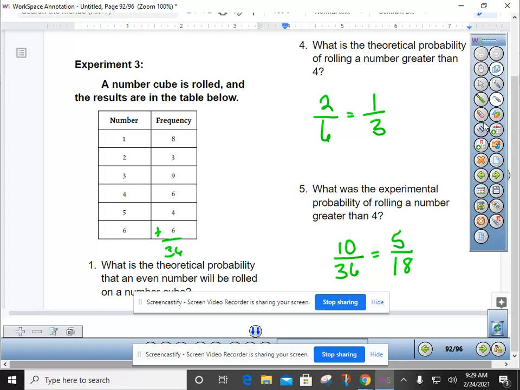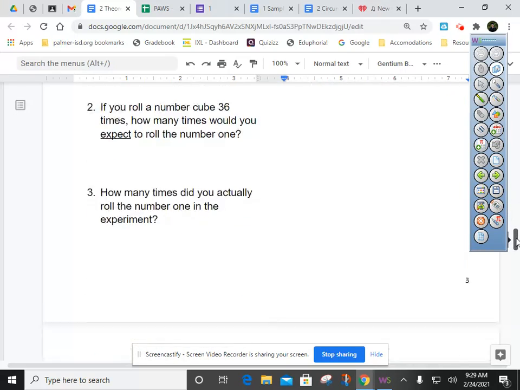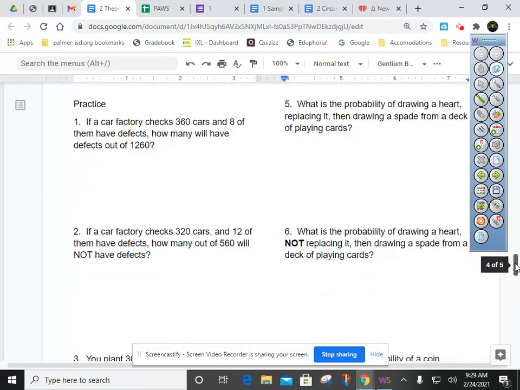Okay? It's all just more probability. I know I'm kind of going fast, but we're going to scooch on. Look at the practice here. Look at number 1.